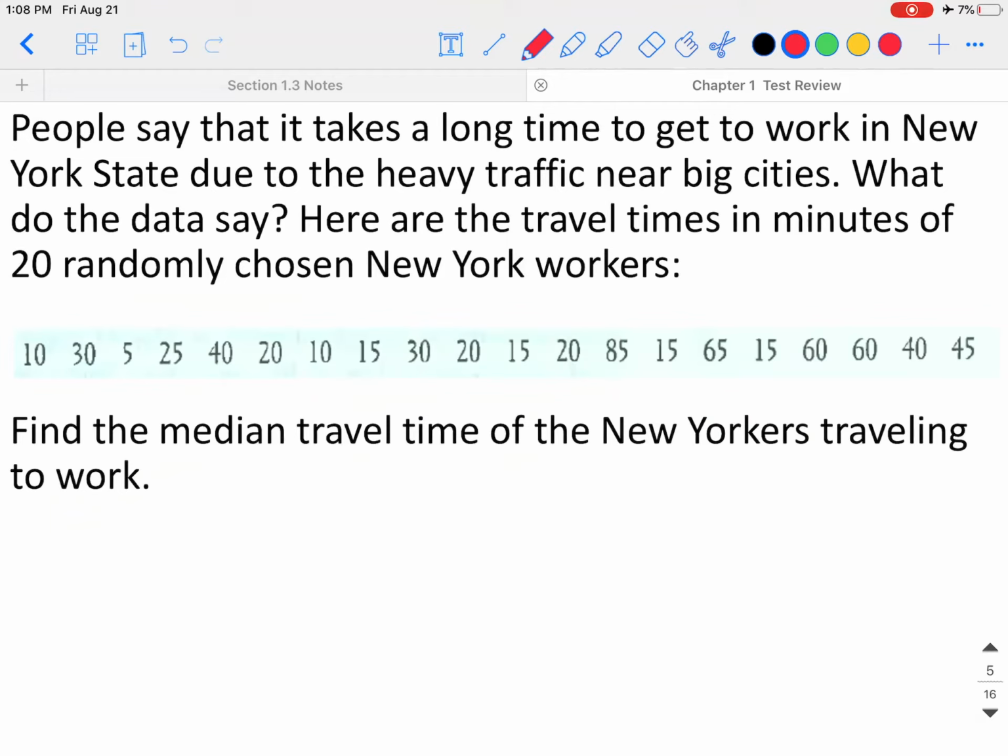People say that it takes a long time to get to work in New York State due to the heavy traffic near big cities. What do the data say? Here are the travel times in minutes of 20 randomly chosen New York workers. Find the median travel time of the New Yorkers traveling to work. So to find the median, the first thing that has to be done is you have to put the data values in order from smallest to largest.